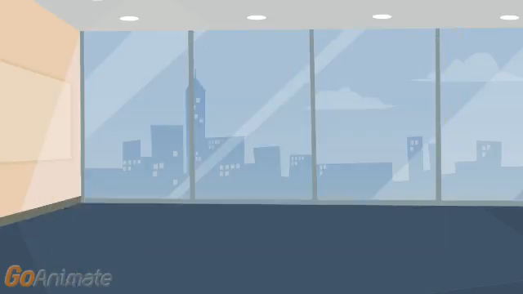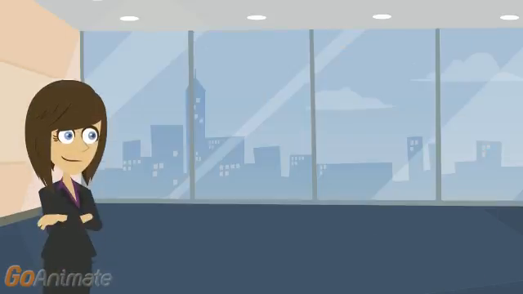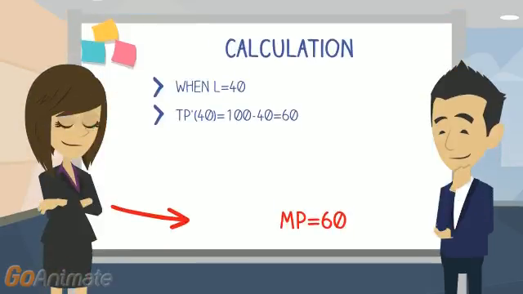By using the calculation method I showed before, we can get the derivative of total product is equal to 100 minus L. When L is equal 20, 100 minus 20 is equal 80, which means the marginal product is equal 80. By using the same derivative function, when L is equal 40, 100 minus 40 is equal 60, which means the marginal product is 60.